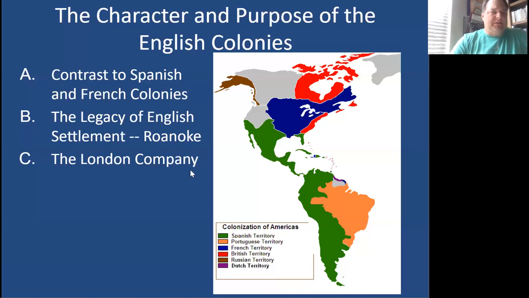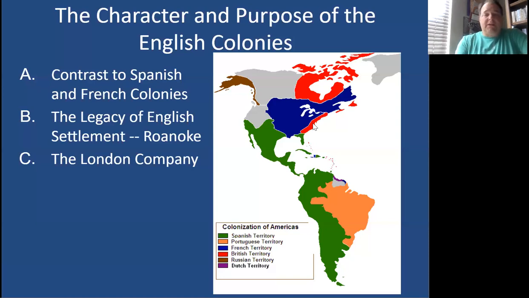A joint stock company called the London Company decides to try again. Now, a joint stock company, that just means lots of people can invest in this corporation, and it's not going to be owned by a single individual. It will be owned by all the stockholders. The London Company will decide to try to establish a colony again, once again in Virginia, as a business venture.